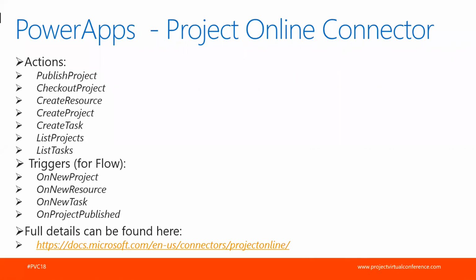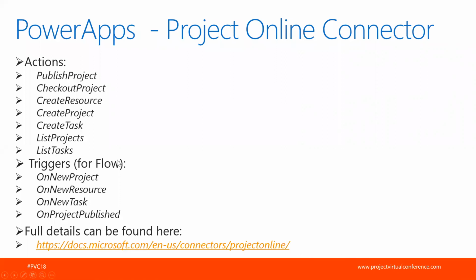All of them would require the Project Online PWA URL. But for example, if we were to list projects, that would only require the PWA URL. But if we wanted to list tasks, we'd have to pass in the PWA URL as well as the project ID for the project where we want to see the tasks. Create project, what we just saw in that last app, requires the PWA URL as well as the project name. They're required parameters, but you have optional parameters around the description and project start date.